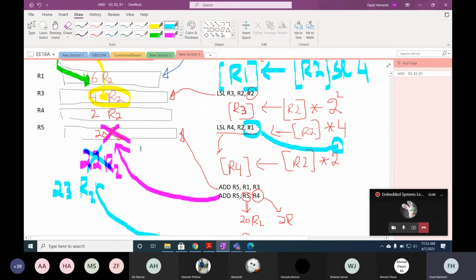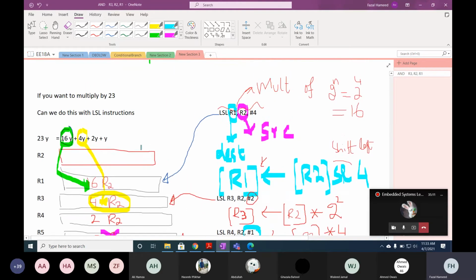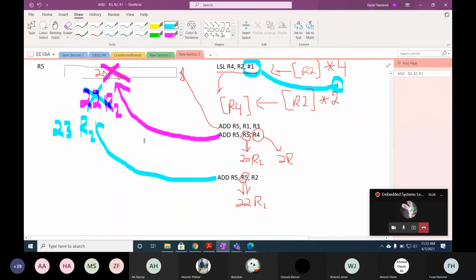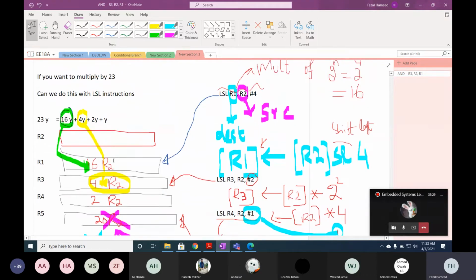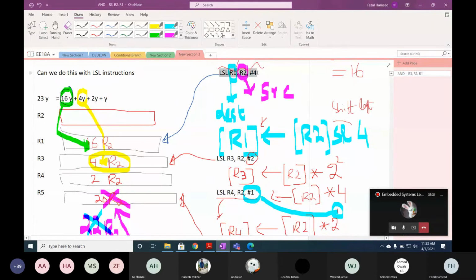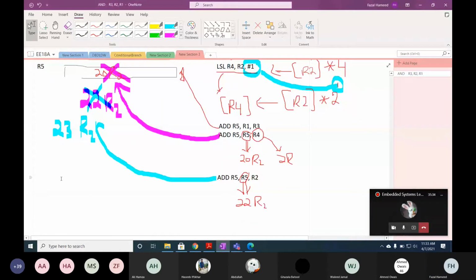Okay, now this is a question. How many instructions are required to multiply R2 with 23? How many instructions did we use? 6, sir. What was the first instruction? This one. So this is the first instruction. Actually, we use 6 instructions.